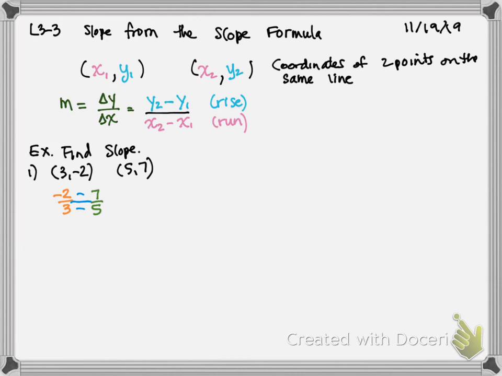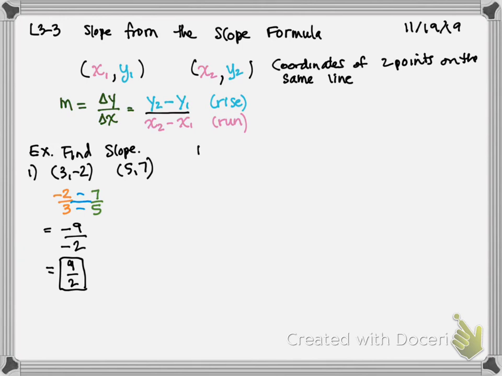So I see this is going to be -2, take away 7, signs are the same, so I add and I get -9. 3, take away 5, signs are different, bigger number is negative, and 5 take away 3 is 2. And then I can't have a double sign, so I eliminate the 2 negatives, make a positive, and that's my slope, is 9/2. That's it, okay?